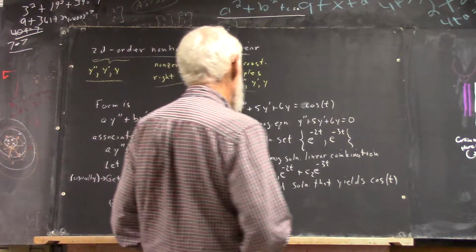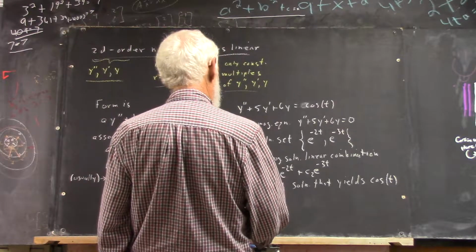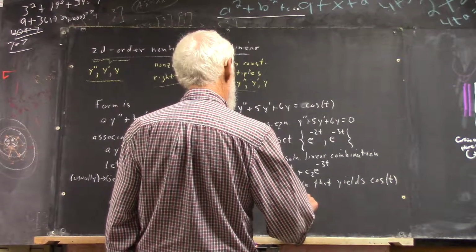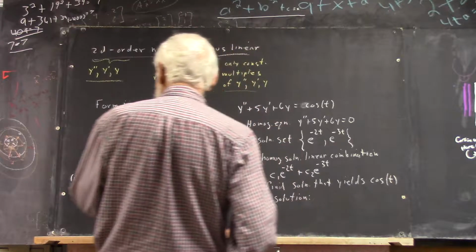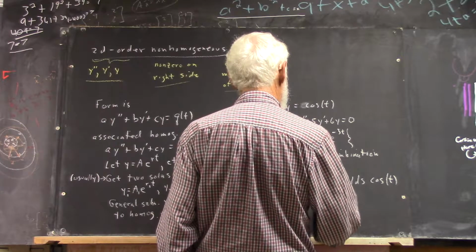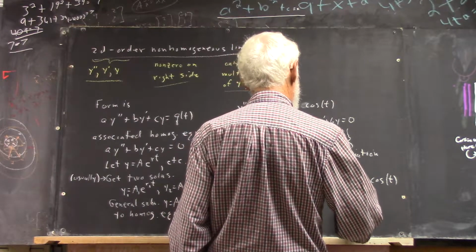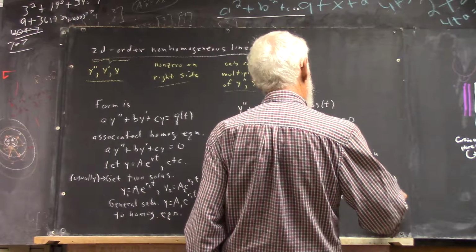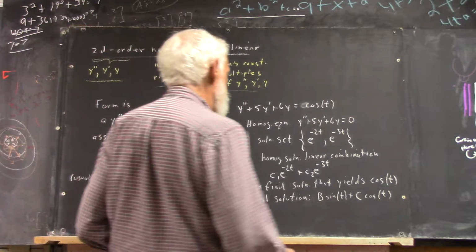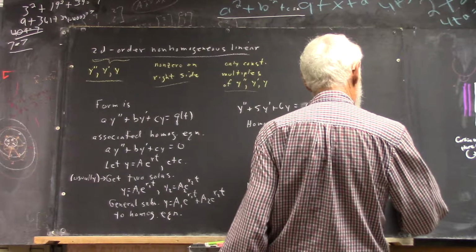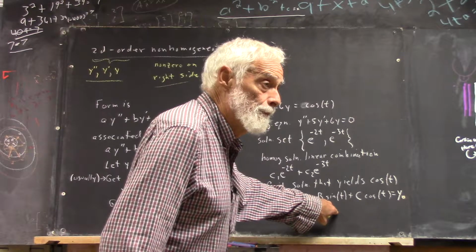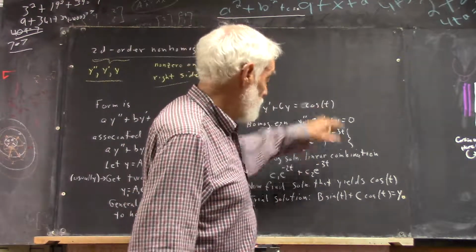So try a trial solution. Let's try b sine of t plus c cosine of t. I should have said y equals, but it's equal to y. So y is going to be this, right? So what I want you to do is plug that into this equation and see what you get.